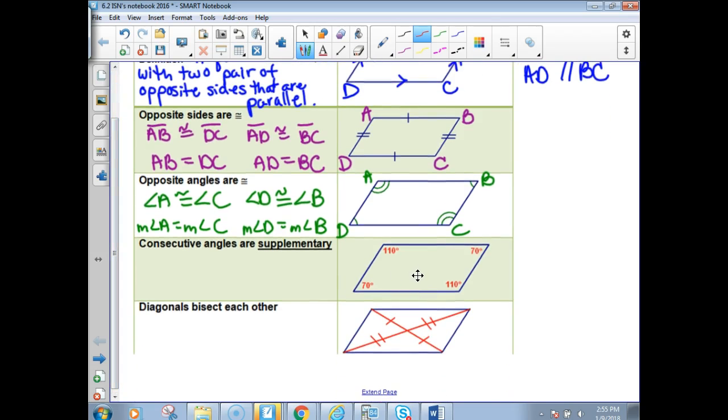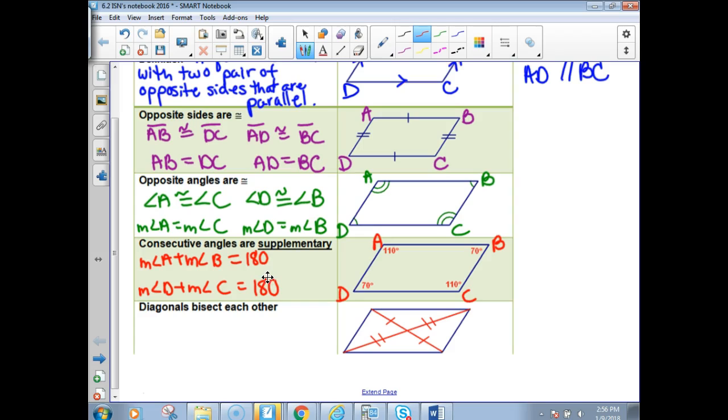Another property of a parallelogram is that consecutive angles are supplementary. If I label this ABCD, consecutive means one angle after the next. So it's like one after the other. A and B add up to 180. So we are going to just write down that the measure of angle A plus the measure of angle B equals 180 degrees. I could also do the bottom two. The measure of angle D plus the measure of angle C is 180.